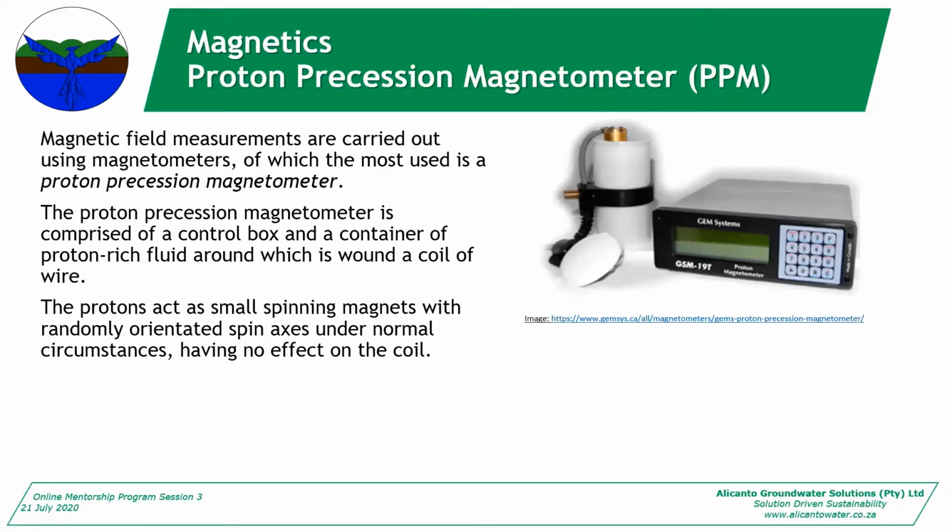The equipment we use in South Africa mainly is a Proton Precession magnetometer, which looks like this. The magnetometer is comprised of your control box, which is this thing on the right here, and then a container of proton-rich fluid with a coil wrapped around it. It's on the inside there. The protons act as small spinning magnets with randomly orientated spin axes under normal circumstances, where they don't impact your coil.